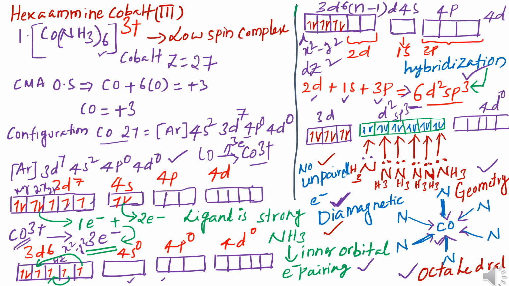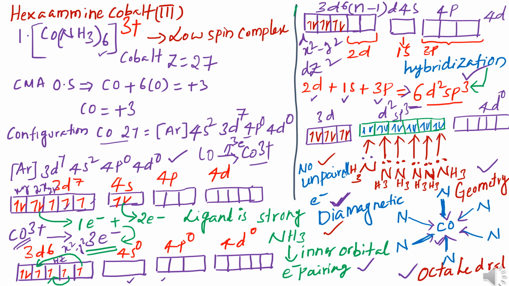27, right? 27. So we will write, simplify by taking the nearest noble gas configuration. We can write the configuration by taking argon 4s2, 3d7, 4p0, 4d0. So this is a general way of writing the electronic configuration according to Hund's rule, by filling, Aufbau's rule, Hund's rule, all these things.